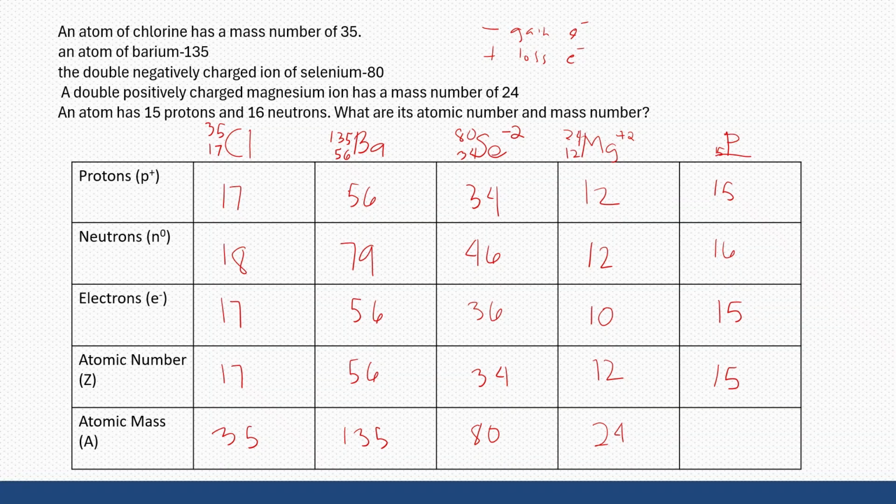15. Now, for the atomic mass, we add the number of protons and neutrons. 15 plus 16 is 31. With this, we can confirm if our atom is really phosphorus. We can look at the periodic table for the atomic mass of phosphorus and see if it is 31. Okay? So that's how we calculate the number of subatomic particles in every atom, ion, or isotope.